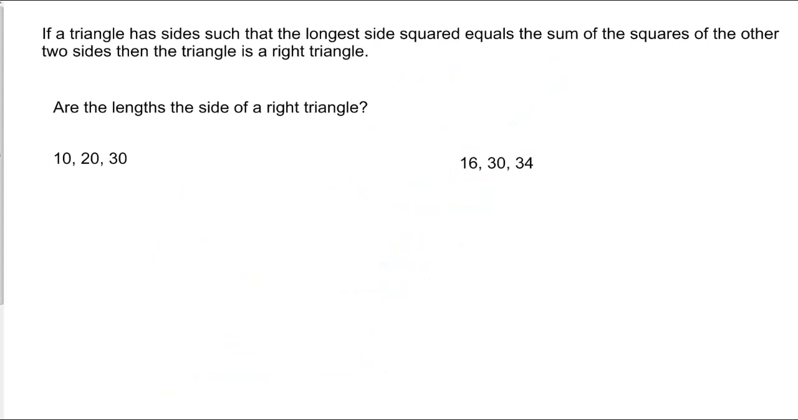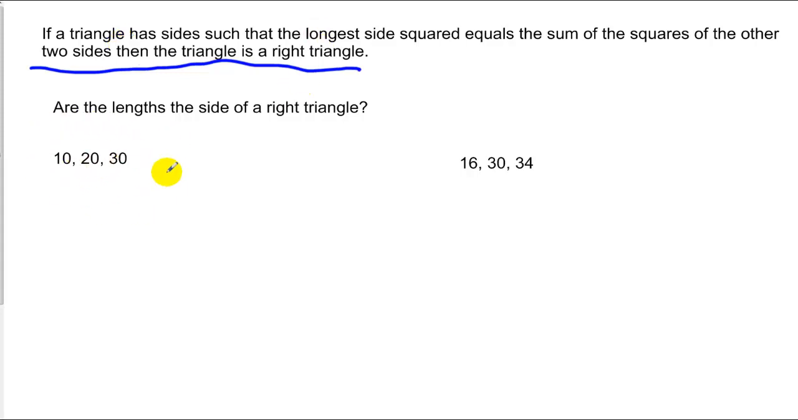So it's also said that if the sum of the squares of the sides is equal to the square of the hypotenuse, we can say that if a triangle has sides such that the longest side squared equals the sum of the squares of the other two sides, it's a right triangle. So it's kind of saying it backwards.